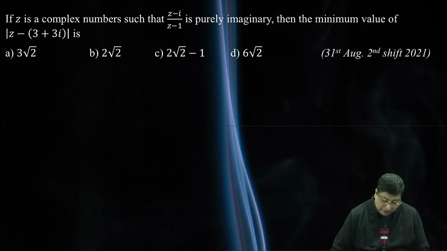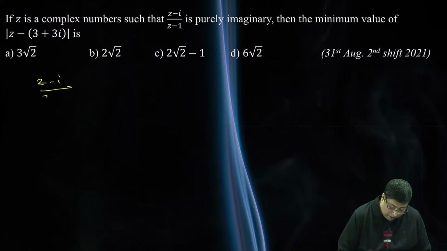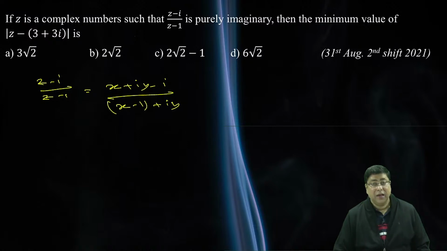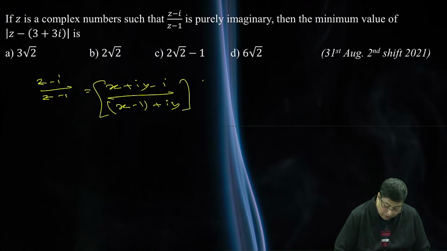Let z equal x plus iy. Since it is purely imaginary, its real part is 0. Whatever we did in the previous sum, purely real meant the imaginary part is 0; here purely imaginary, so we have to make the real part 0. We can write (z minus i) by (z minus 1) equal to (x plus iy minus i) by (x minus 1 plus iy). Once again, let us rationalize the denominator, multiplying by x minus 1 minus iy.